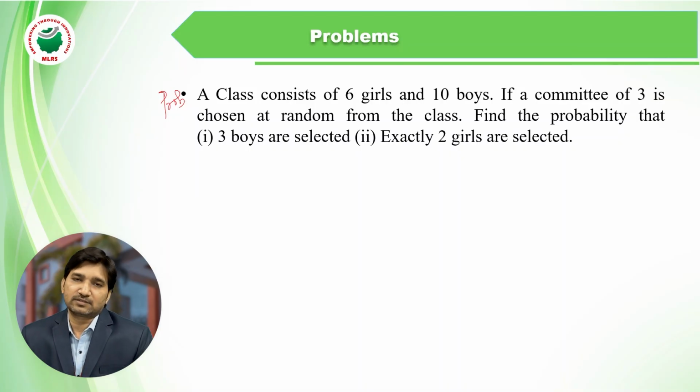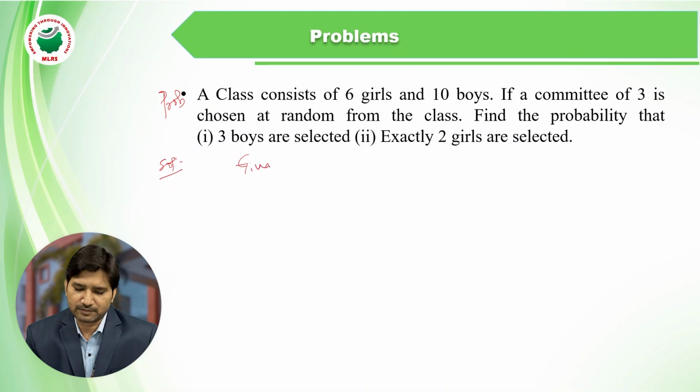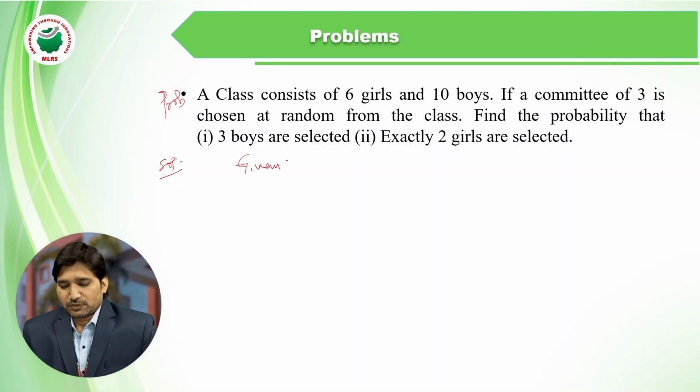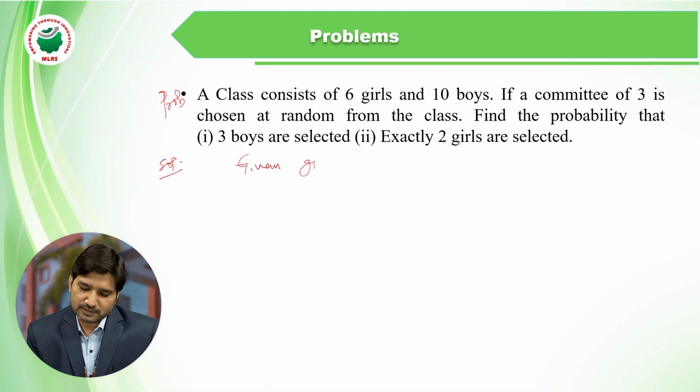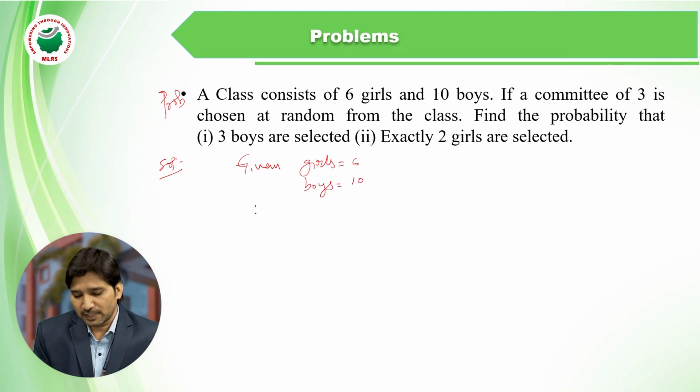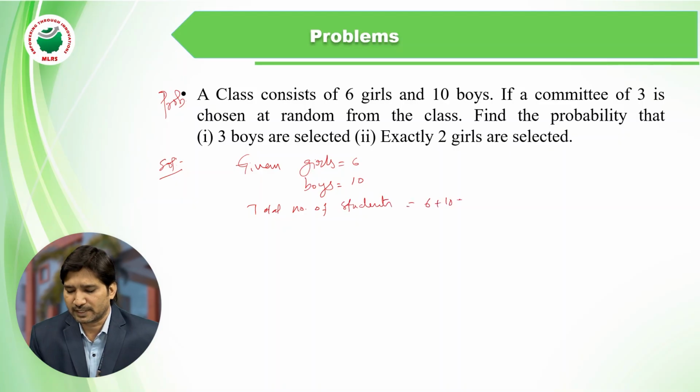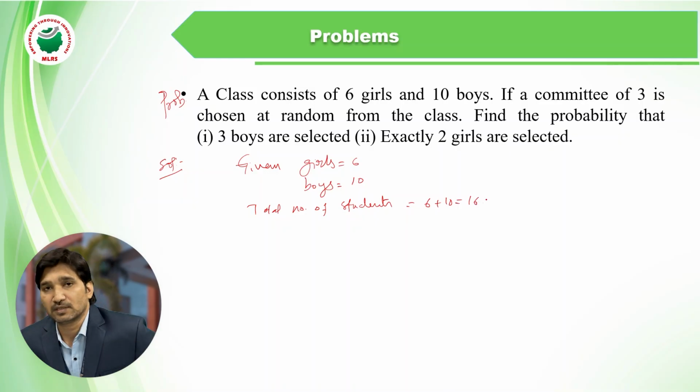A class consists of 6 girls. Now, given the problem, write down the solution. Given girls equal to 6, boys equal to 10. So the total number of students equals 6 plus 10, that equals 16. So the total number of students is 16.